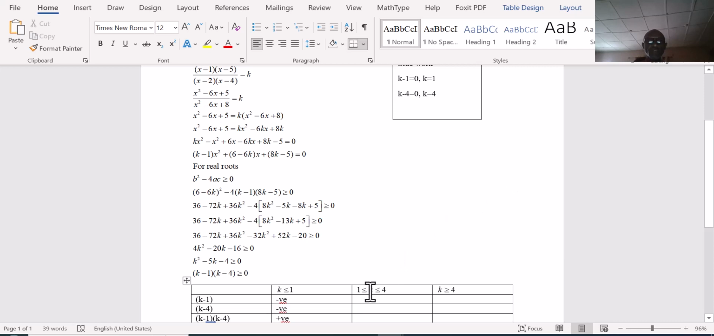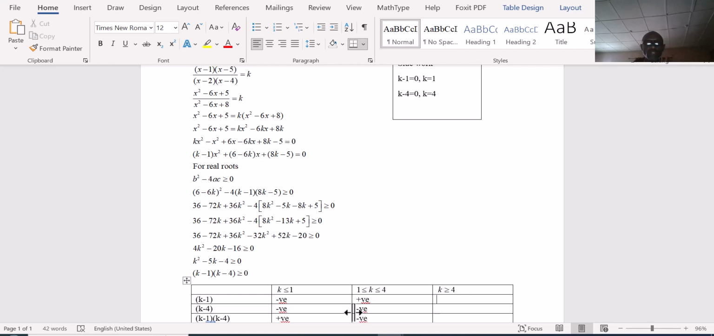So pick a value between 1 and 4. Let's say we pick 2. When we pick 2, 2 minus 1 will give us positive. Between this, k minus 2, minus 4, that will give us negative. So the last one is negative. The product of the two will give us negative.